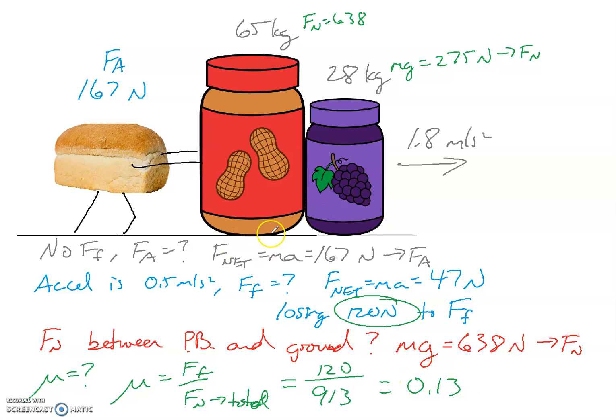Again, you could have done the friction separately for each one. I just sort of treated them as one gigantic mass since they're on the same surface, same coefficient and all that kind of stuff. Yeah, it just made it a little bit easier that way. And the coefficient would be 0.13.